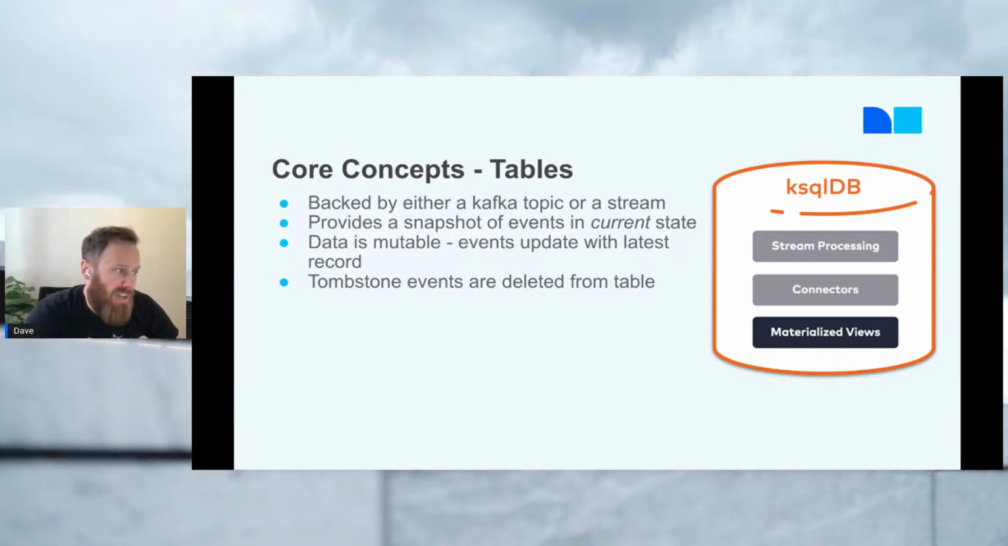So that means that the data inside the table is mutable and events update with the latest record. Tombstone events are deleted from the table. A tombstone event is a Kafka concept where a record has a key but has a null value. This concept is around because a Kafka topic is essentially an append-only list of events. So a tombstone is logically a record of deletion.